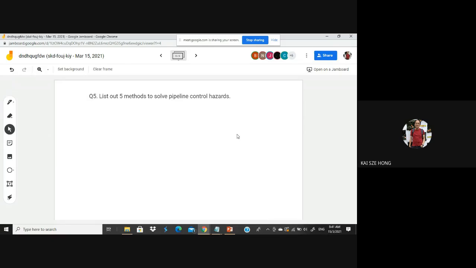Basically, until now, we have already done some exercises on the data hazards. And now we are moving to the control hazards. Let's list out 5 methods to solve pipeline control hazards. Let's list out these 5 methods.